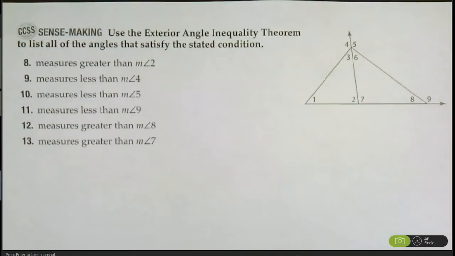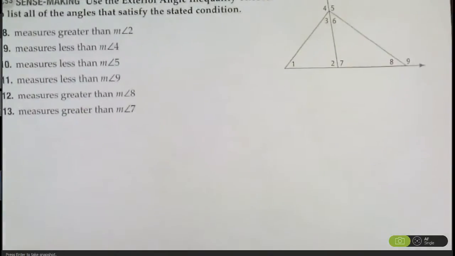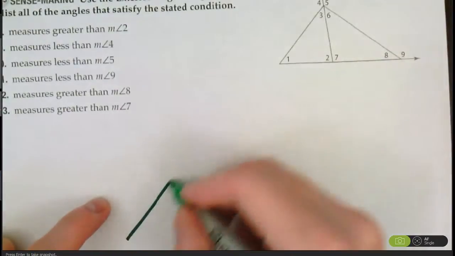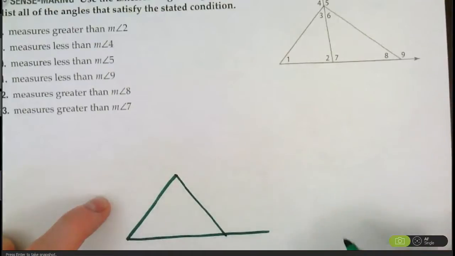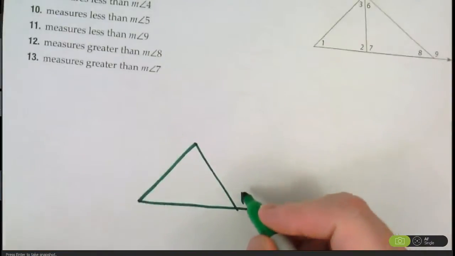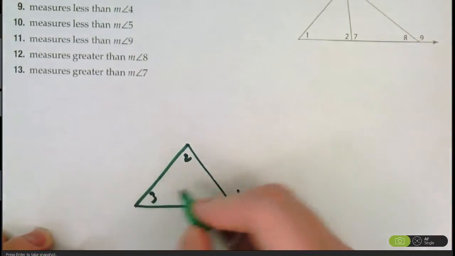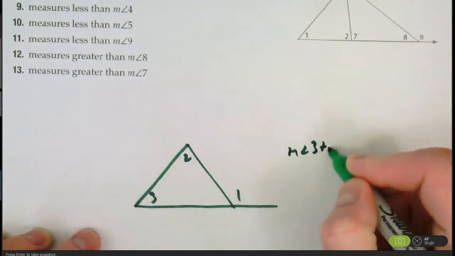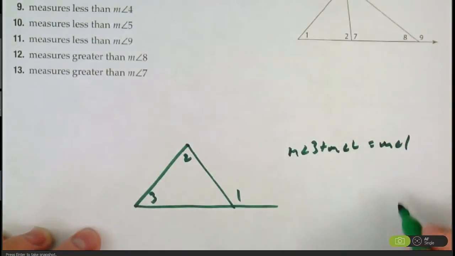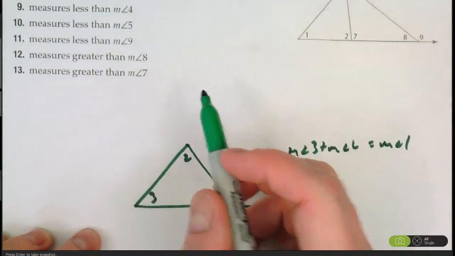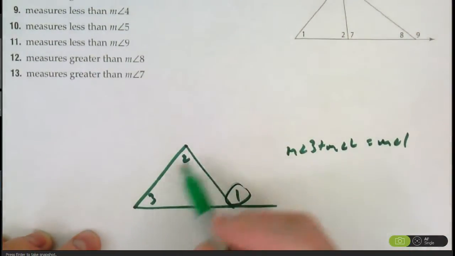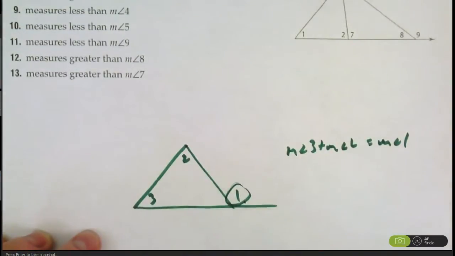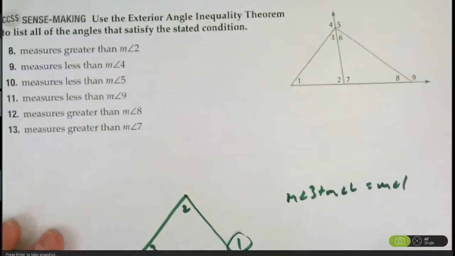Okay, using the exterior angle inequality theorem. Just to run through that real quick, all that's basically saying is this. We had a theorem earlier on that said the exterior angle is equal to the sum of its two remote interiors. So measure of angle 3 plus measure of angle 2 equals measure of angle 1. Well, what the exterior angle inequality theorem says is, since it takes these two added up together to make this, obviously these two are smaller than this angle. That's all it's saying.